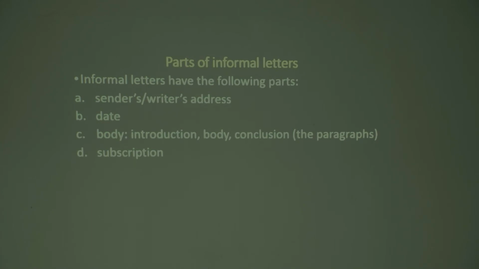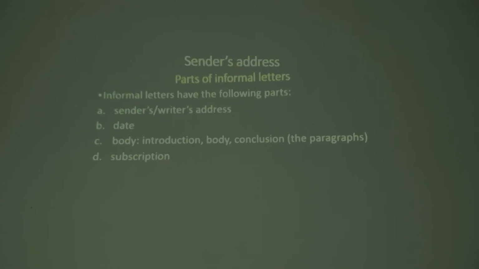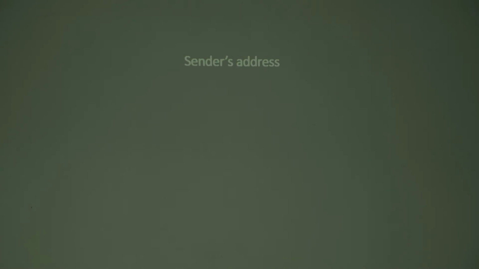So we are going to use our slide board as a sheet of paper. I hope you can see. You can see that as a sheet of paper. Let's start with the first one, the sender's address. Now, we say we have 4 kinds of addresses. When you are writing an informal letter, you can use any of these 4 kinds, and we shall be looking at one after the other.